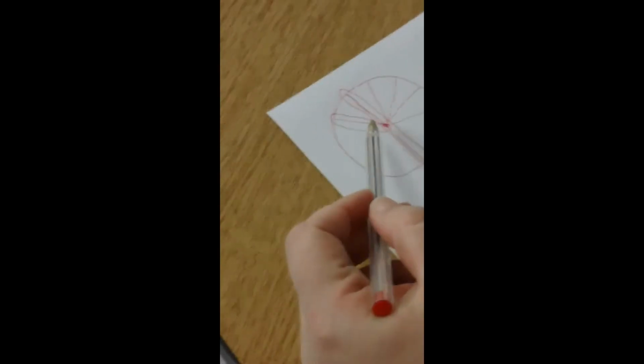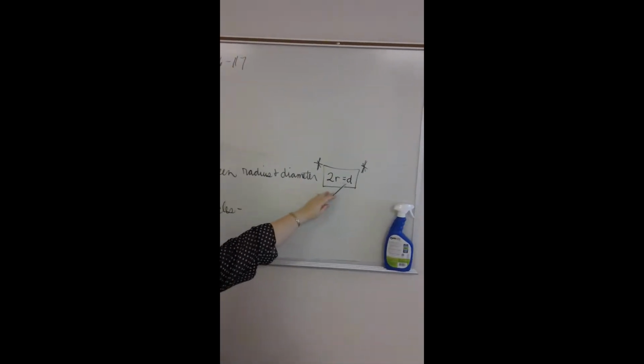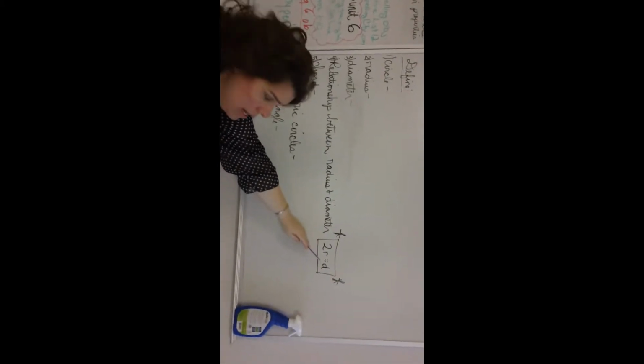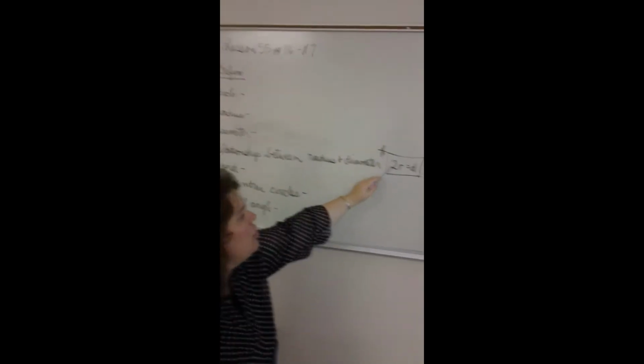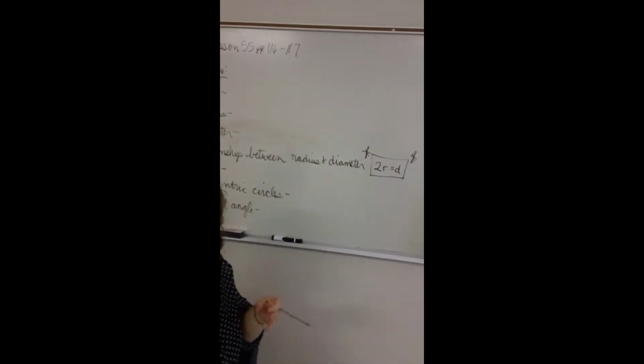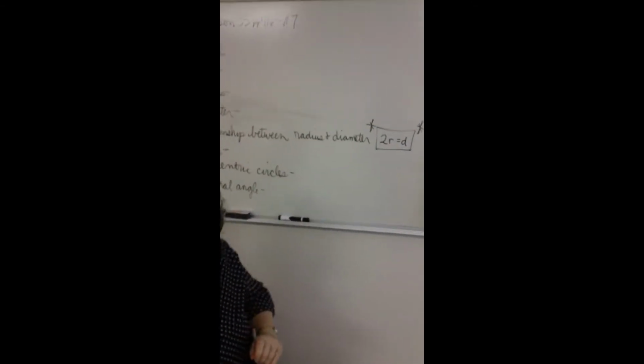So that you can see on the board, Sarah Beth, if you'll show them on the board, please. Right here it says relationship between the radius and the diameter, 2r equals d. That's 2 radius equals diameter. Just keep it just like that. That's fine. So 2 times the radius. So if the radius is 1 inch, it would be 2 inches for the diameter.